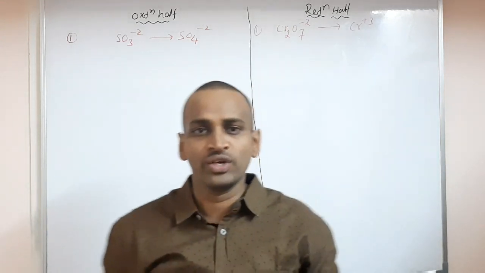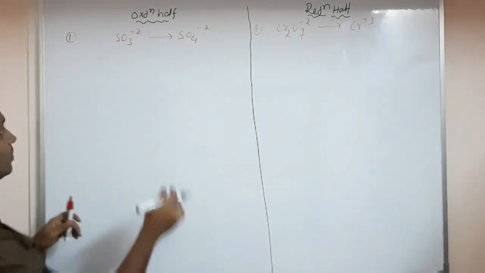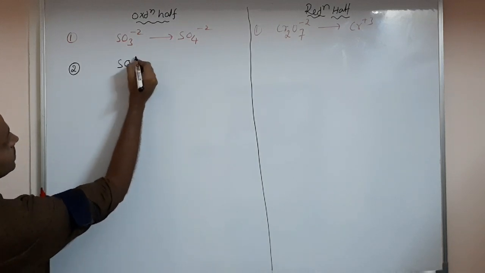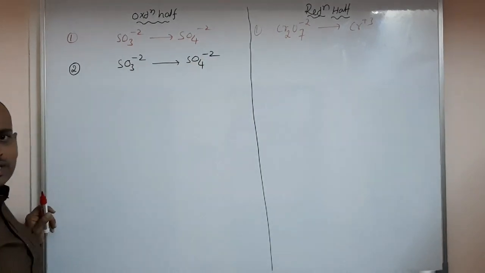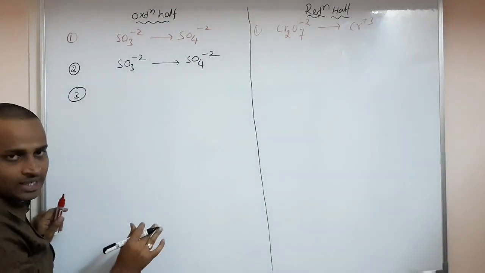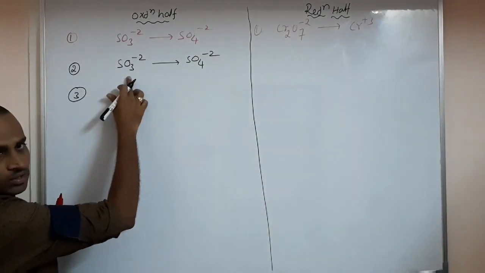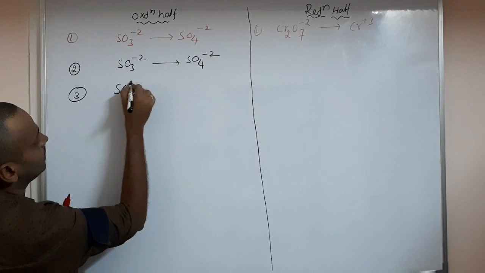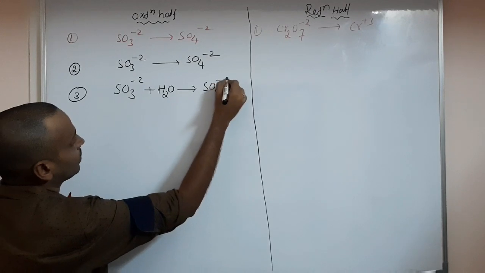So what is the first step? We know already: except oxygen and hydrogen, balance the remaining atoms. That step is very simple. Here sulfur and here sulfur, so here SO3 minus 2 and here SO4 minus 2 without any changes. The third step, everybody knows, is balancing of oxygen by adding water molecules. Here 3 oxygens, here 4 oxygens, so 1 oxygen is less, so here 1 water molecule you have to add. So SO3 minus 2 plus H2O gives rise to SO4 minus 2.